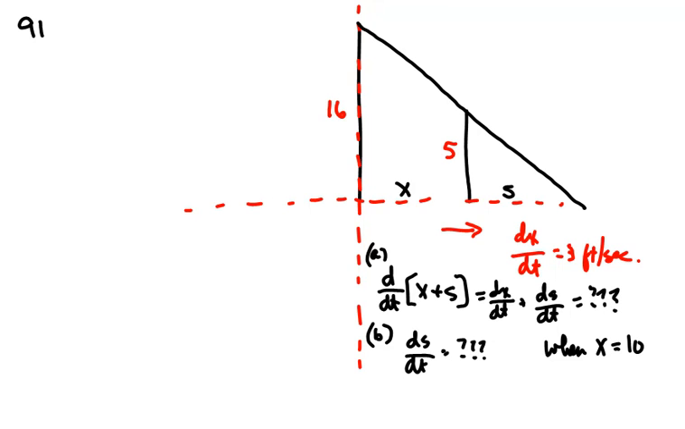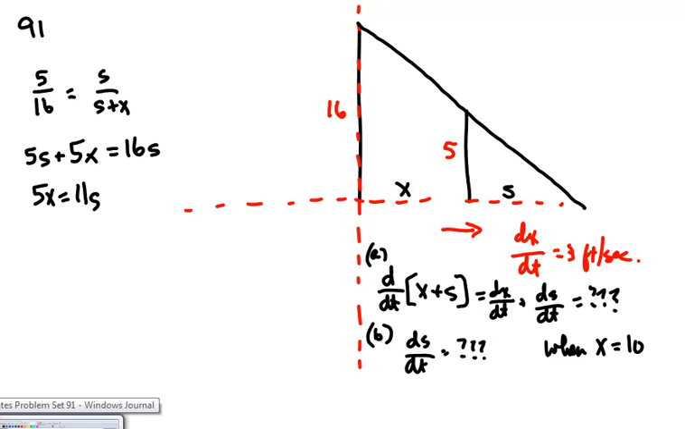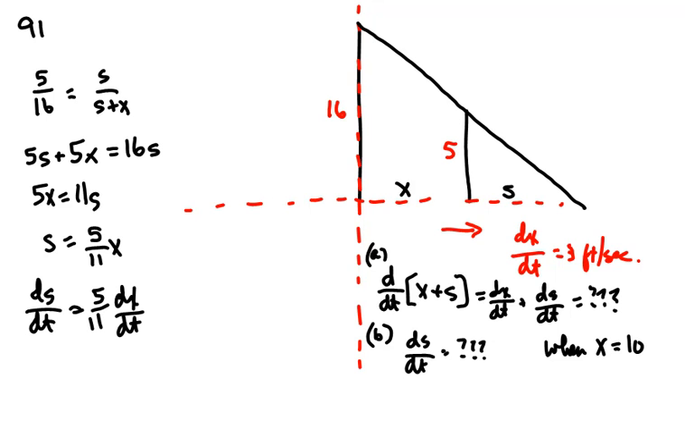Now we need some kind of formula to relate dx/dt and ds/dt, and we're going to use the system of similar triangles and the proportion that they give us. And that leaves us with the proportion 5 is to 16 as s is to s plus x. We cross multiply here. We get 5s plus 5x equals 16s. Sorry, that's 5x is equal to 11s. And since we're trying to find ds/dt, let's solve for s, since when we differentiate with respect to time, that will have all the rates that we need in it. And so we differentiate implicitly, and we end up with ds/dt equal to 5/11 dx/dt.